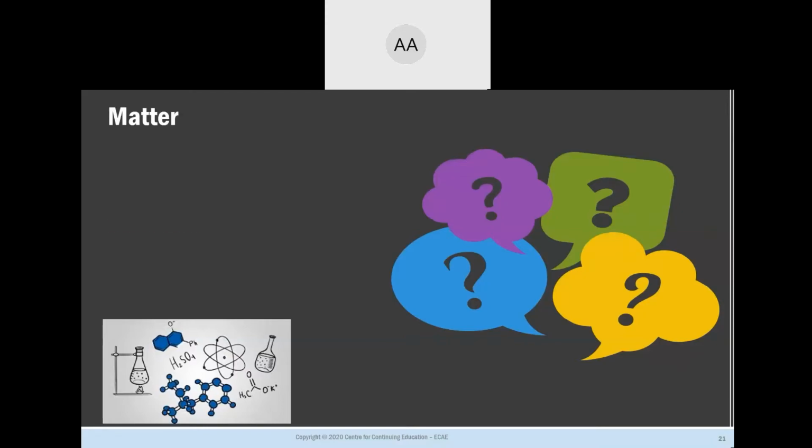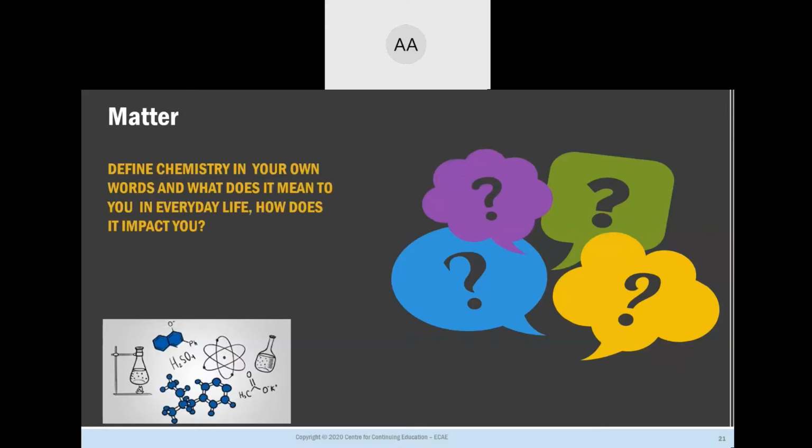Now, the first thing that I'll do is get you to have a little think. So when you think about chemistry, we've talked about this previously, what does chemistry mean to you, and why do we teach chemistry? Why do we study it? I'd like to hear from you guys what you mean in the chat box, what chemistry means to you. So let's have some answers, please.